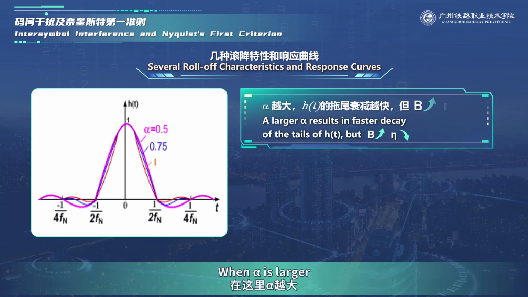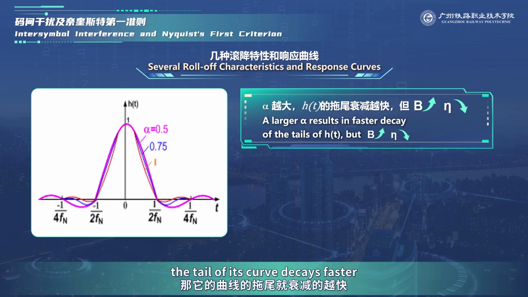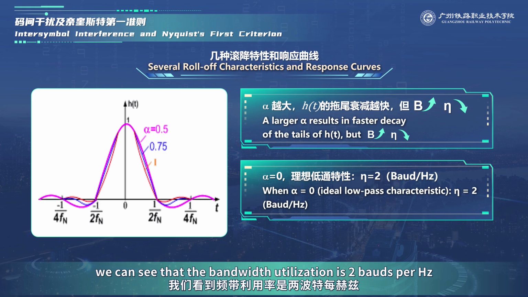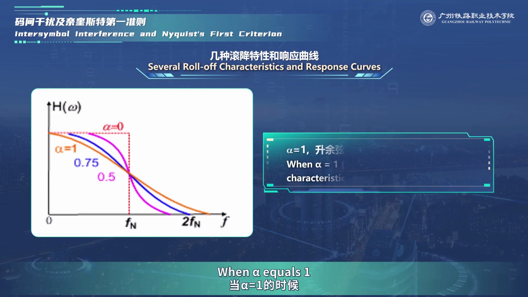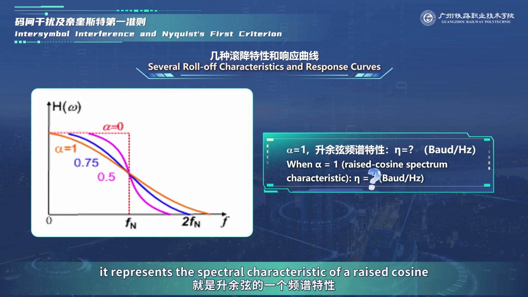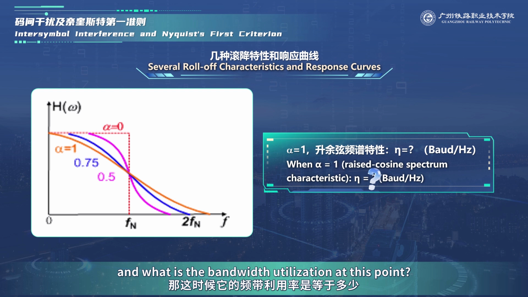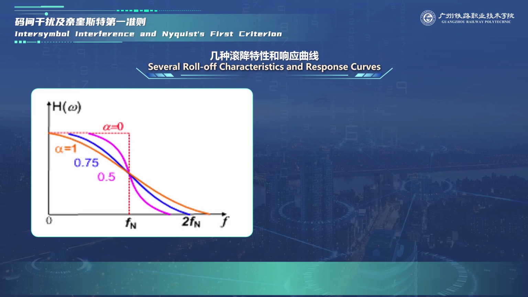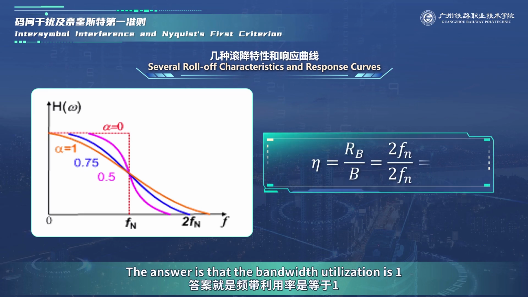When alpha is larger, the tail of its curve decays faster. When alpha equals 0, it's the ideal low-pass case. At this point, we can see that the bandwidth utilization is 2 bauds per hertz. When alpha equals 1, it represents the spectral characteristic of a raised cosine. And what is the bandwidth utilization at this point? Take a moment to think. The answer is that the bandwidth utilization is 1.